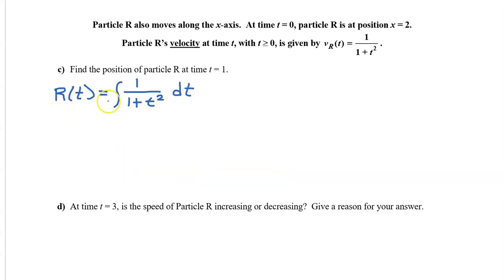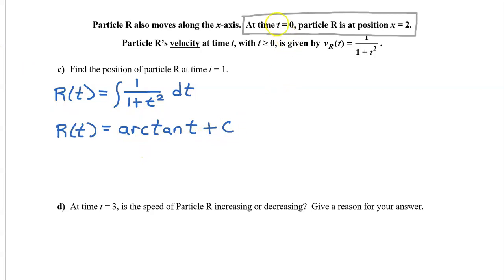So the position function will equal the integral of this velocity function with respect to time. But this is a memorized rule: we know that the integral of 1 over 1 plus t squared is arctangent. Let's use this initial condition to find the value of c. At time t equals 0, particle r is at position x equals 2. So if I plug in 0 for t, it should equal 2. That means arctangent of 0 plus c should equal 2.